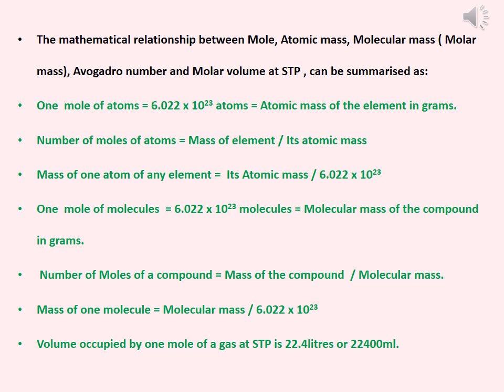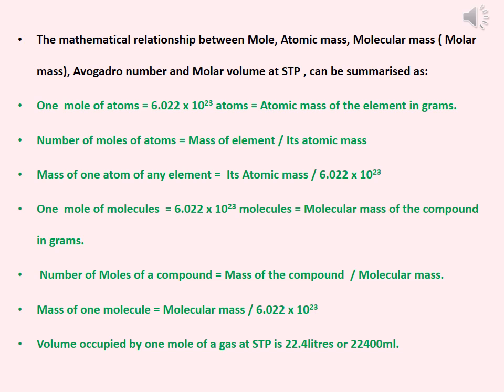1 mole of atoms, what is it equal to? Na, Avogadro number of atoms, 6.022 into 10 power 23. That is Avogadro number. 6.022 into 10 power 23 atoms is equal to 1 mole of atoms. And what is the weight of 6.022 into 10 power 23 atoms? The atomic mass of the element in grams. That is equal to the mass of 1 mole of atoms, or in other words, Avogadro number of atoms.